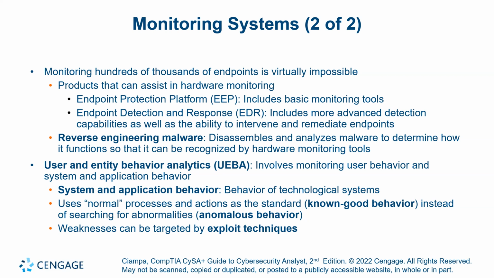Reverse engineering malware disassembles and analyzes malware to determine how it functions so that it can be recognized by hardware monitoring tools. Now, there are people that do nothing but this as their job, and you can make a lot of money doing this if you're good at it. User and entity behavior analytics involves monitoring user behavior and system and application behavior. System and application behavior is the behavior of the technological system. It uses normal processes and actions as the standard known good behavior instead of searching for abnormalities or anomalous behavior. Weaknesses can be targeted by exploit techniques.